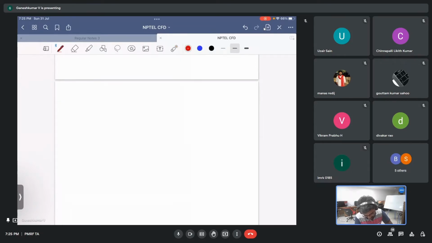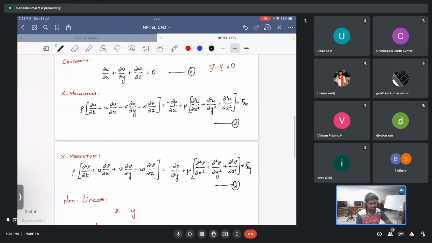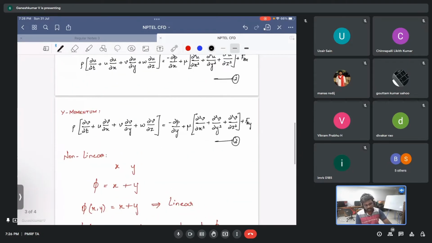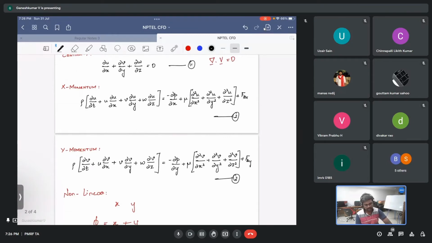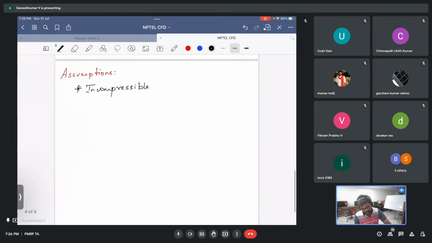Let's say one assumption we already took, which is incompressible. We wrote the incompressible continuity equation and Navier-Stokes equation. The Navier-Stokes equation here is also for incompressible flow. For compressible flow, the rho will be multiplied inside; it won't be separated out. So this one, the incompressible assumption, we already made.